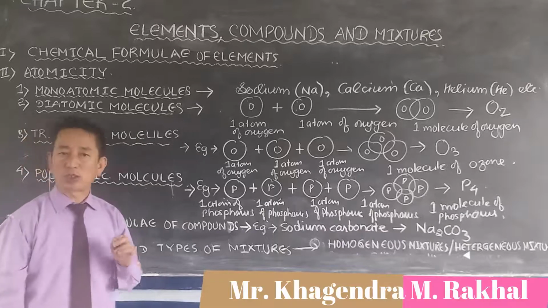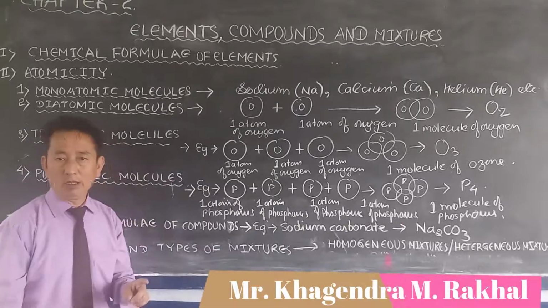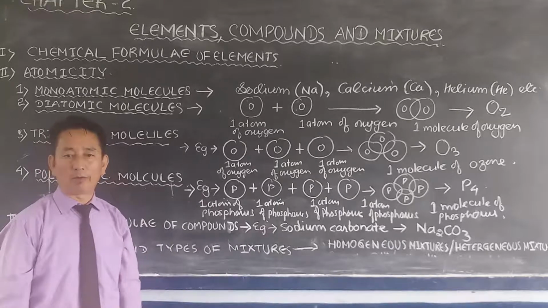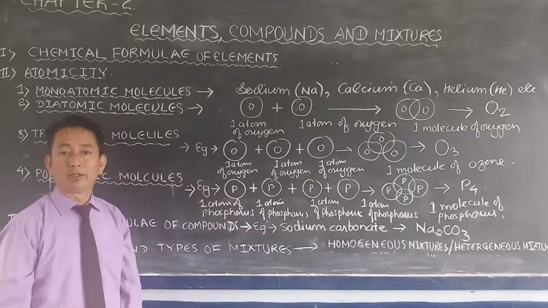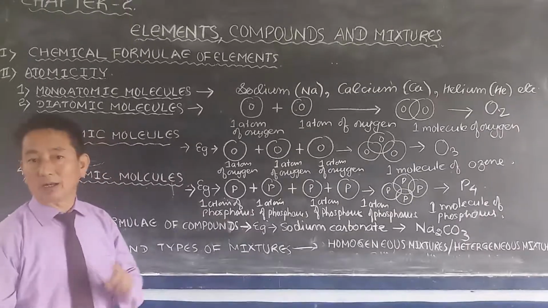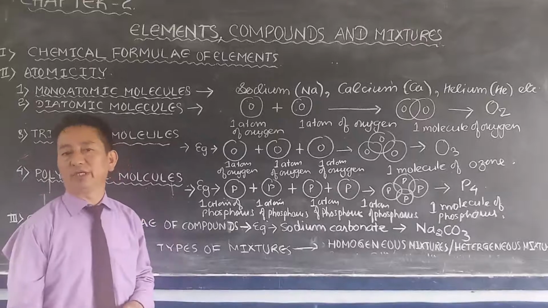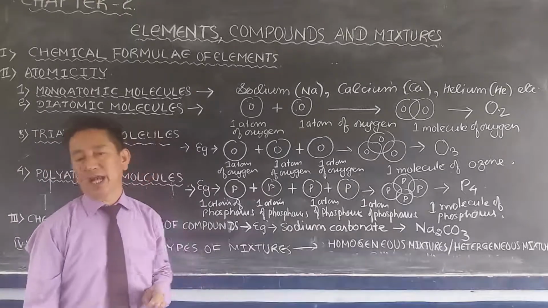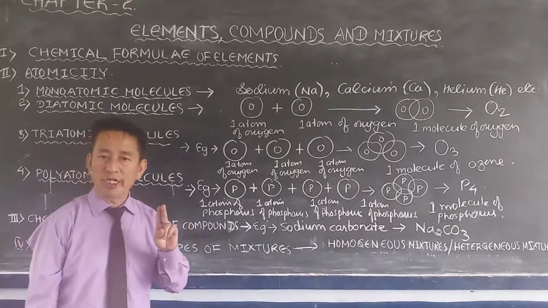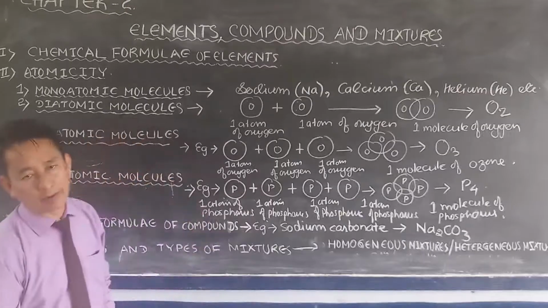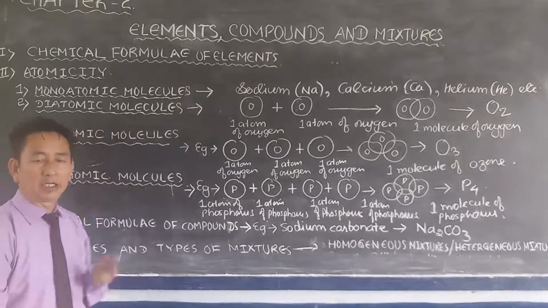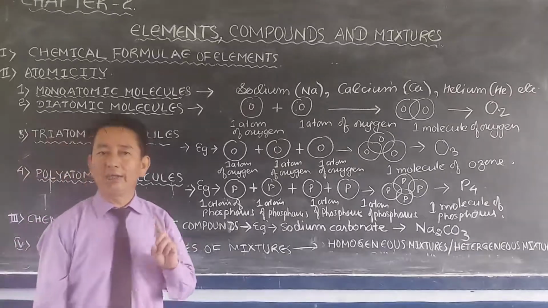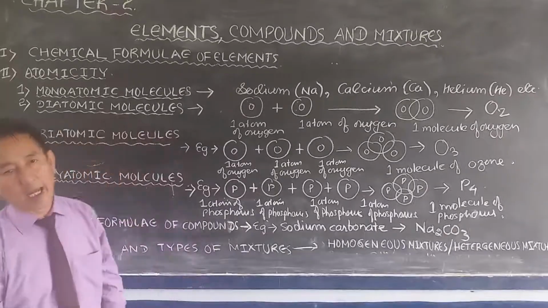Before I start this, I would like to recapitulate what we have done in the previous class. What is a symbol? A symbol is the short form of an element. The symbol of an element conveys various information. Number one, it represents the name of the element. Number two, it represents one atom of the element. It also represents the relative atomic mass of the element.